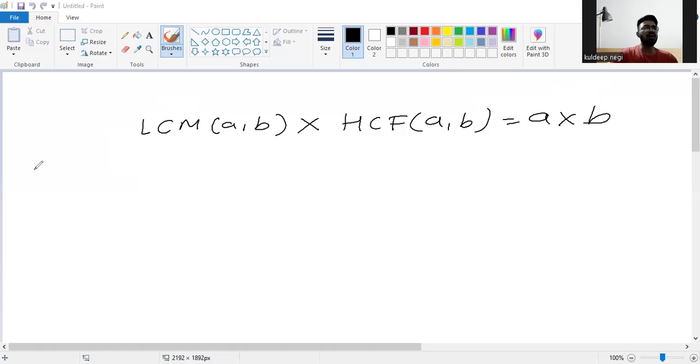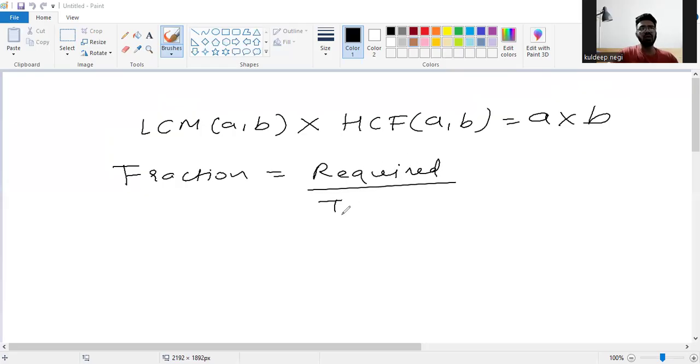Second formula, let's talk about fractions. A very basic formula for fractions is that any fractional value is equal to the concept of required upon total. That is a very important concept, very basic for making any fraction.